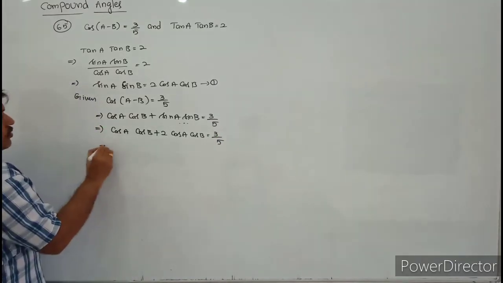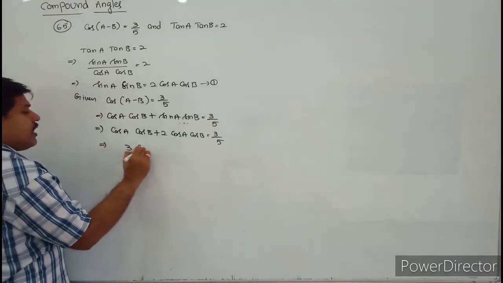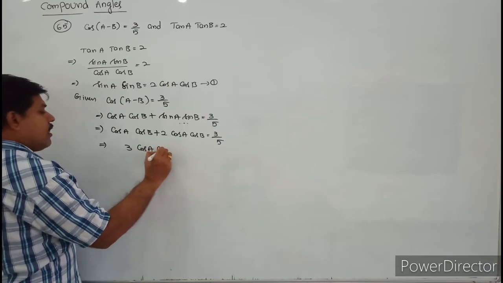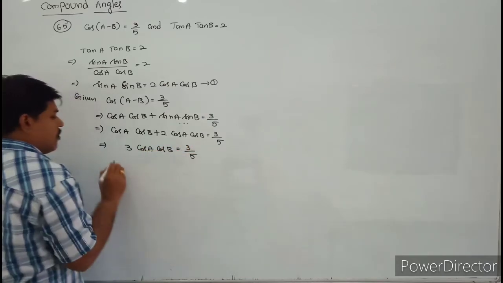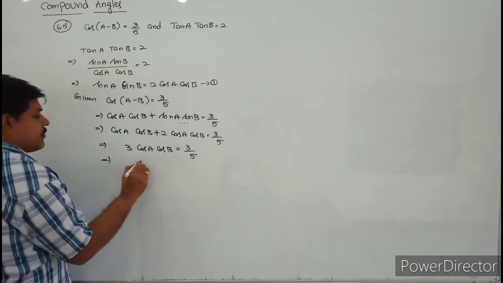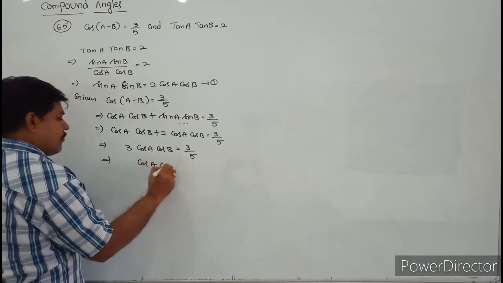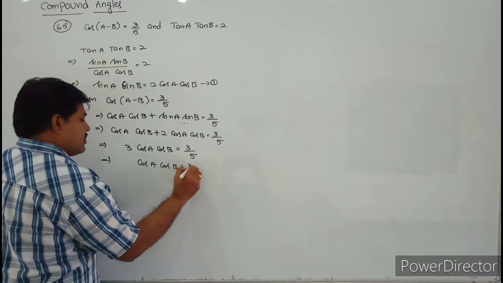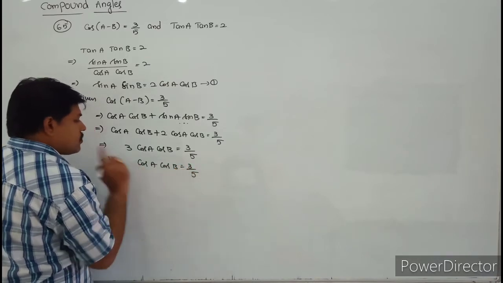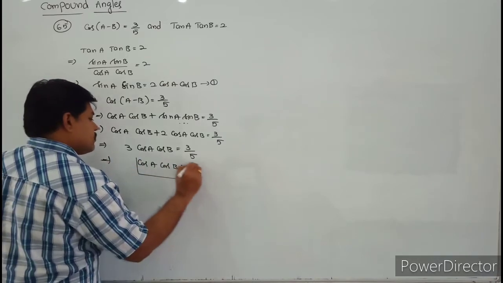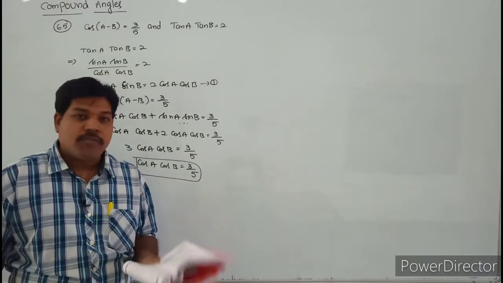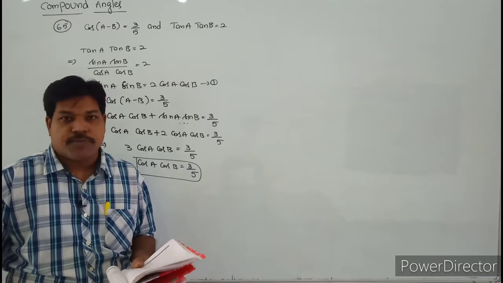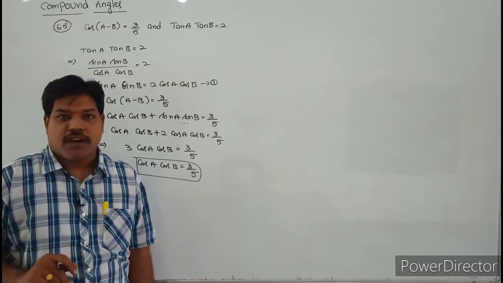So add these, students. What will we get? 3 cos A cos B is equal to 3 by 5. You can cancel the 3 on both sides. So cos A cos B is equal to 1 by 5. Let us verify the answer. In the option they have given cos A into cos B is equal to 2 by 5, so it is not required.